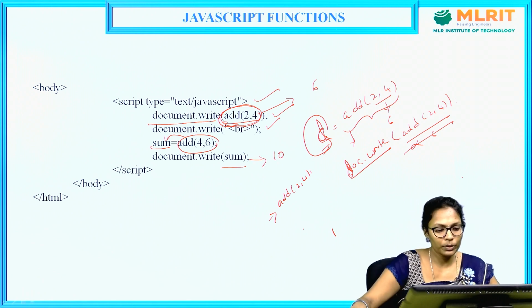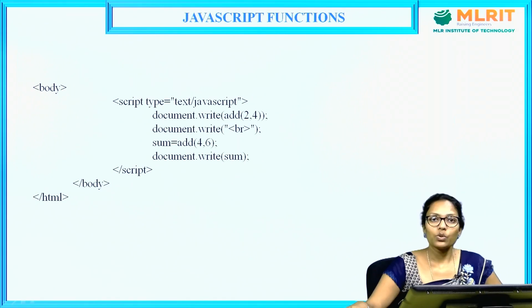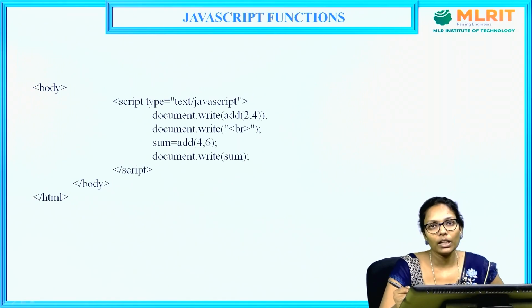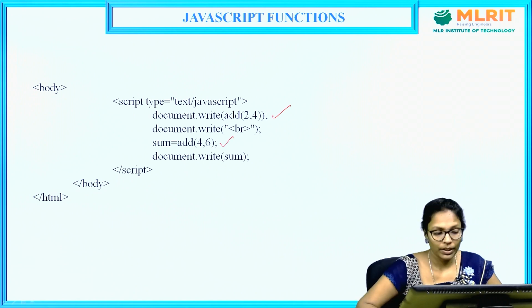So we'll see the output. This is the output I'm getting. In the first line I'm getting 6, in the second line I'm getting 10. So whenever a function returns some value, what you need to do? You need to print that value directly, or you need to hold that value in a variable.